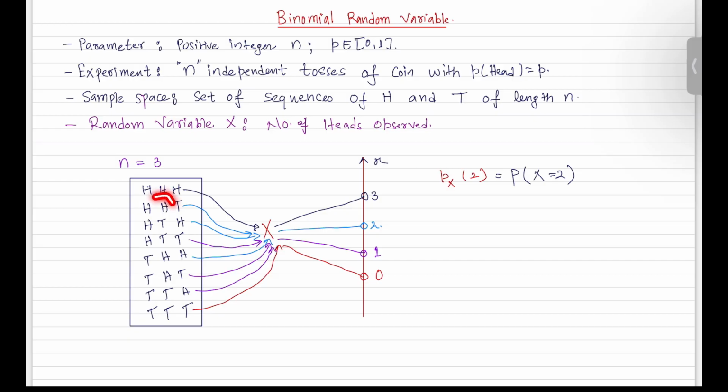So 2 heads we can get here and here, right? So these are the possible outcomes which will give you 2 heads. Now if I am asking for the probability that the random variable will take the value 2, that means either this event would have happened, head, head, tail, or maybe this event would have happened, or maybe this event. So if we find the probability of all these events and add them up, then we will get the probability that the random variable will take the value 2.